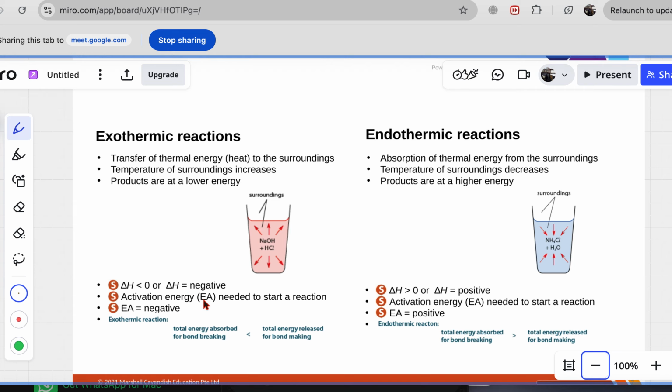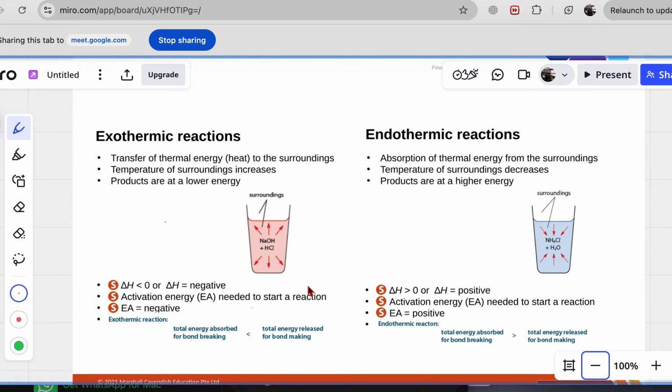And here, activation energy, Ea, or sometimes we write a small e. It depends. The activation energy is needed to start a reaction. Activation energy is needed for a reaction to start. You have to boost this in order for the reaction to start. Now, the activation energy is negative.